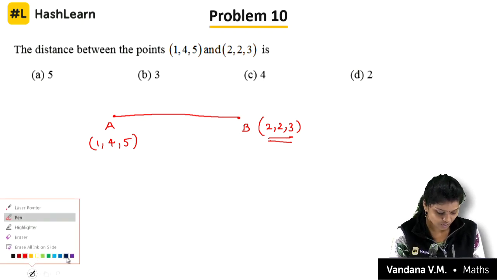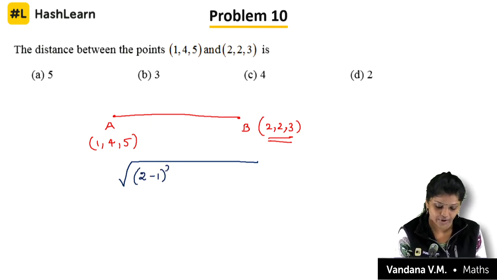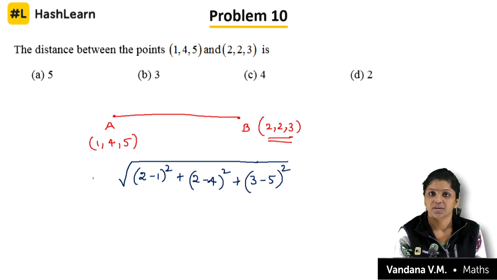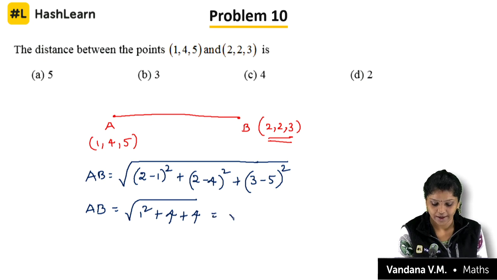Square root of (x2 minus x1) whole square plus (y2 minus y1) whole square plus (z2 minus z1) whole square, that is, square root of (2 minus 1) whole square plus (2 minus 4) whole square plus (3 minus 5) whole square. This is AB, right? Find out. AB is equal to square root of 1 square plus 4 plus 4. So, I will get root 9, that is equal to 3.